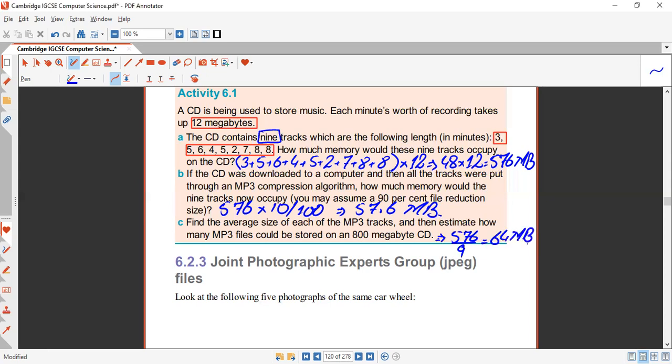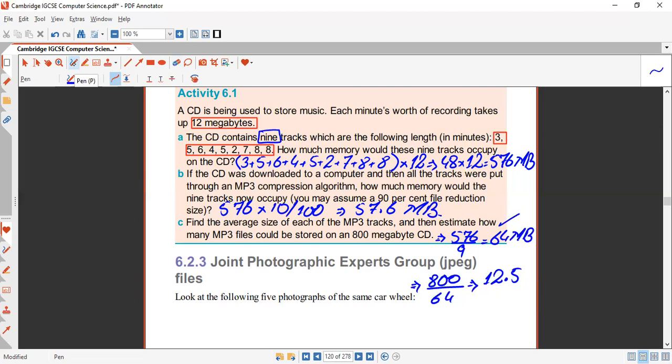Now they are saying how many tracks of this average size, this 64, could be stored on an 800 megabyte CD. So you just simply need to divide 800 by 64. So you will be getting an answer 12.5. Sorry, it's not megabyte. So 12.5. Now, how many tracks are we going to store? 12.5, 12 or 13? Yes, Ashina, beta, what do you say? 13. Okay, Arwa, what do you think?